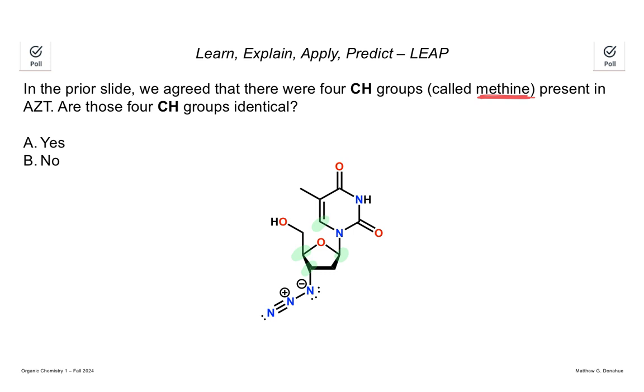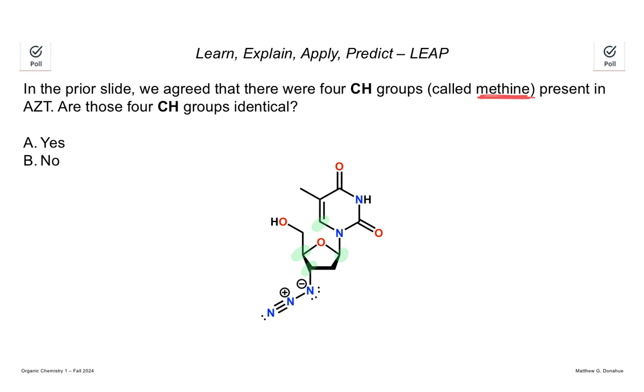So are those groups identical? I heard some no's. No, they are not identical. And again, when you're looking at the adjacent or neighboring atoms, they're all in different environments. So that's how we determine that the CH groups are not the same.